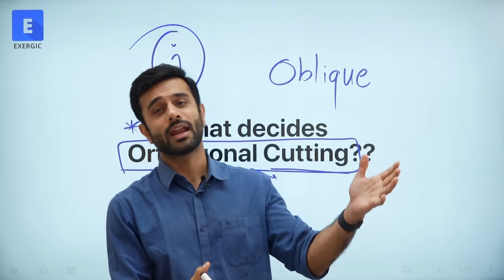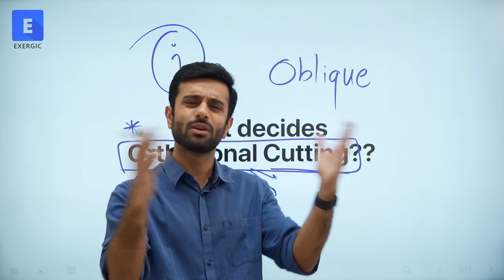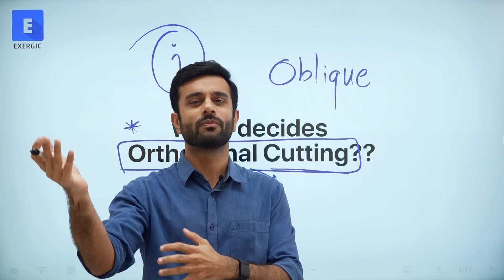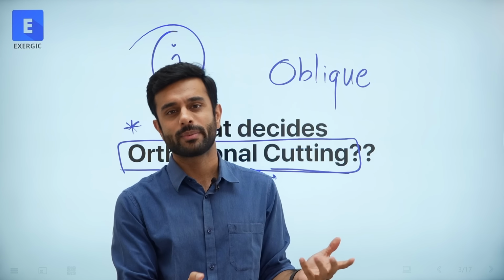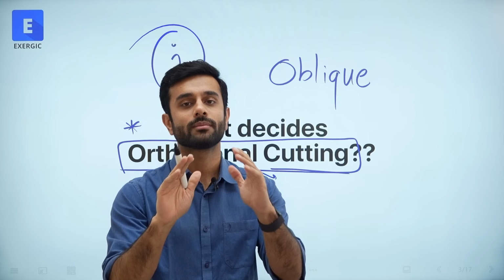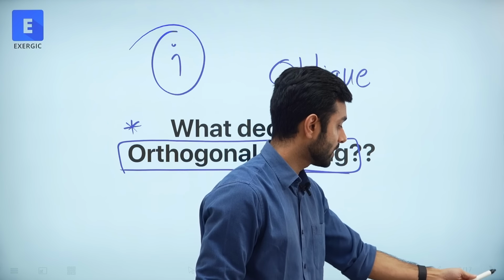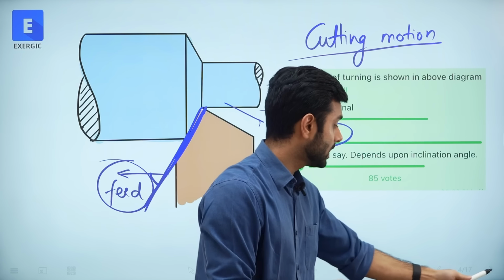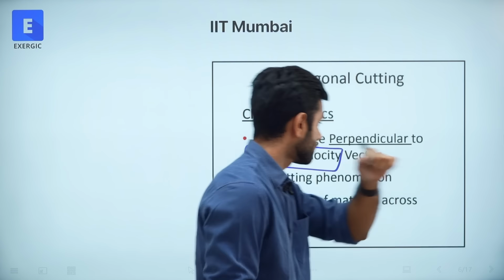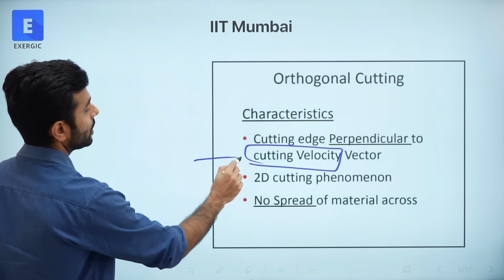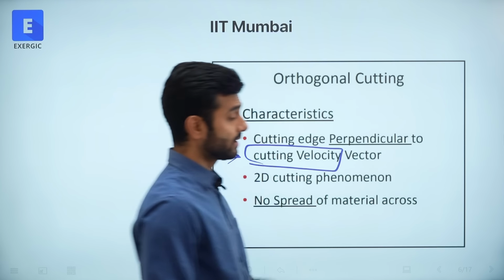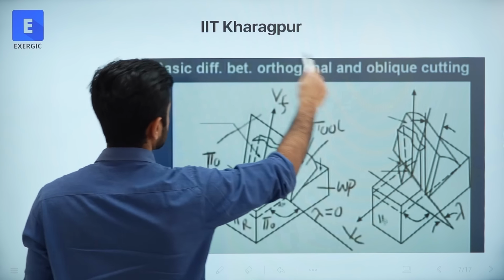And if you were randomly looking on the internet, on random YouTube videos or some random internet pages, sadly most of them have told this concept incorrectly. That's why if you look at NPTEL or IIT or even standard books, you will get the right concept. So the very first thing, as I told you, the cutting velocity vector decides this. This is another source from IIT Kharagpur.